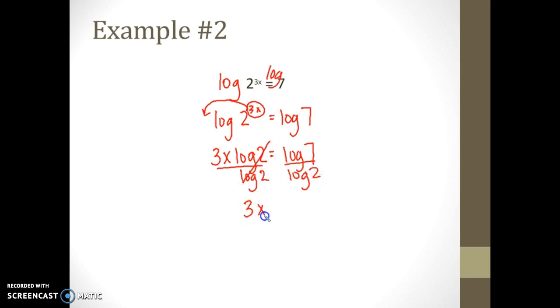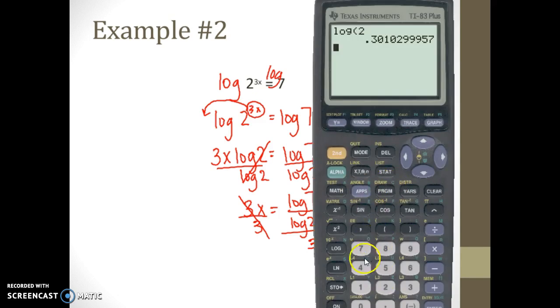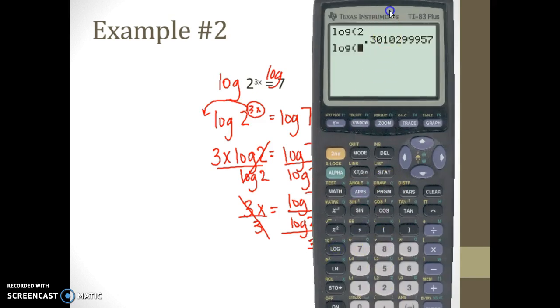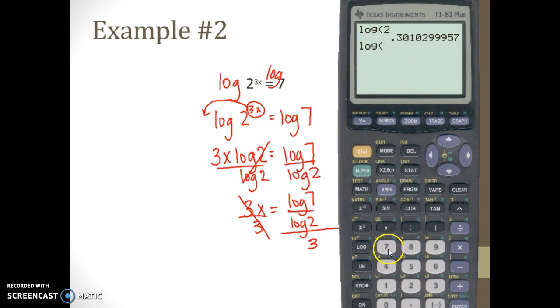So then I've got 3 times x, and I'm just going to leave it. We're going to plug it in at the very end. And then I got to divide by 3. Alright, so now I'm just going to type it into my calculator. So I'm going to start with log of 7. Now notice when you type log, a parenthesis opens. I have to close that parenthesis because I just want log of 7.